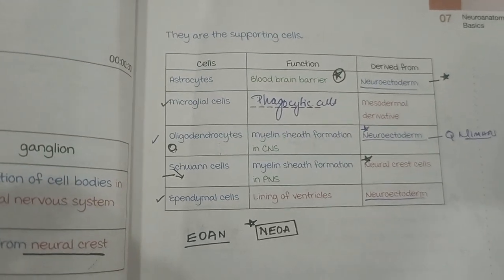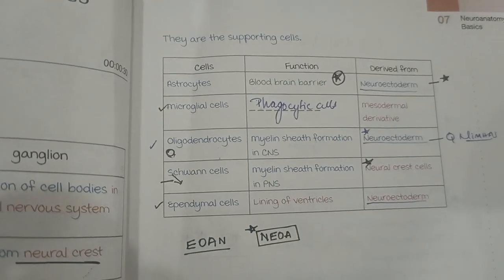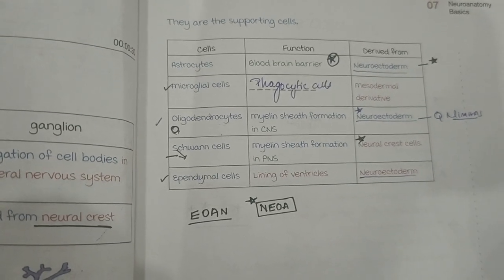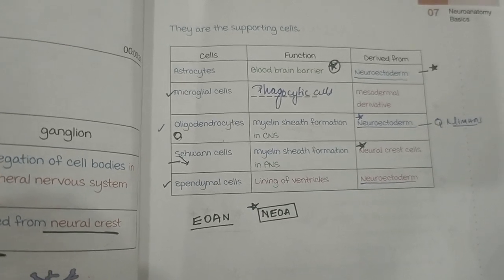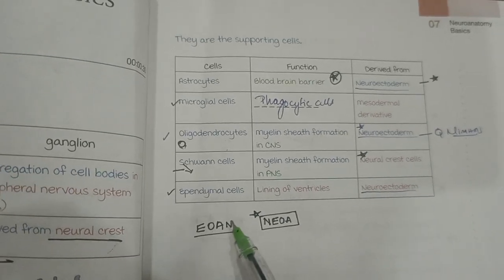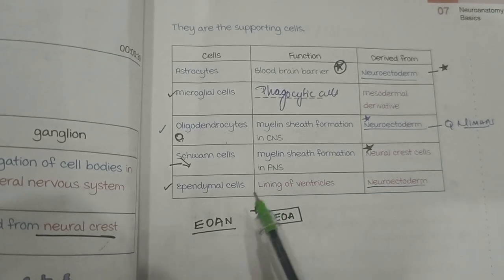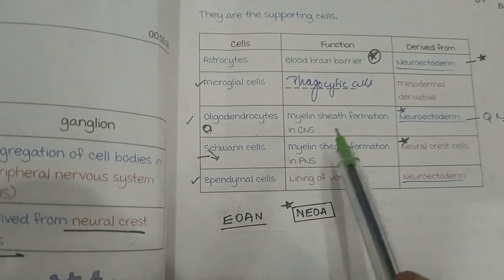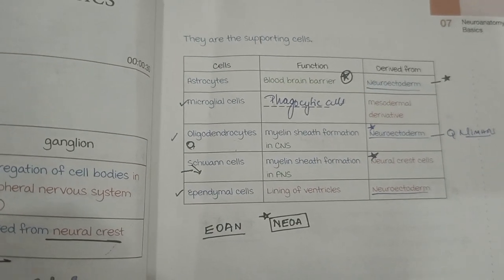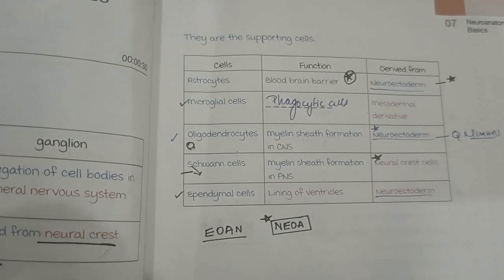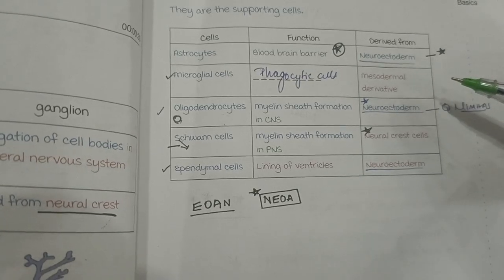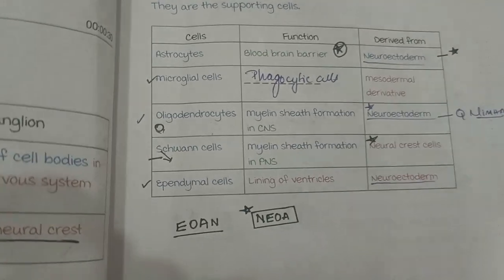The next important point we need to understand before we conclude this video is where exactly they are formed. Observe carefully. You have ependymal cells present in the ventricles, nothing but the brain. Next you have oligodendrocytes, with myelin sheath formation happening in the central nervous system, and astrocytes, which form the blood brain barrier. These three, astrocytes, ependymal cells and oligodendrocytes, are derived from neuroectoderm.